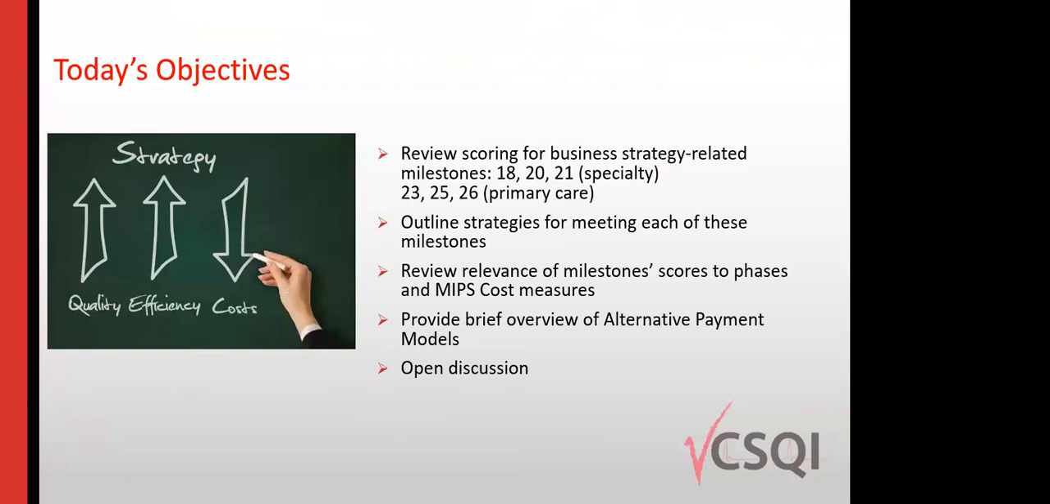So today's objectives are 5 in number: to review the scoring for these business strategy related milestones, to outline the strategies for meeting each of these milestones, to review the relevance of the milestone scores to phases and to the MIPS cost measures, and to provide a brief overview of alternative payment models prior to opening it up for discussion.